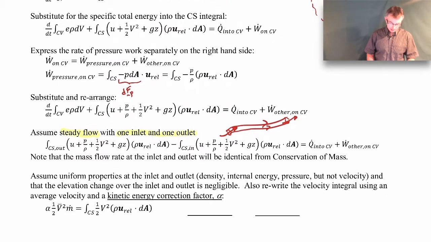The next step that we'll make is that we'll assume that the properties at the inlet and outlet, and what I mean by that are the density, internal energy, and pressure, those are all constant. The velocity I'm going to treat differently, but the pressure at the inlet, density at the inlet, same thing at the outlets, they're uniform. So I don't have to worry about integrating those over the inlets and outlets.